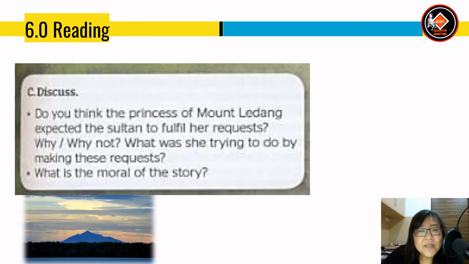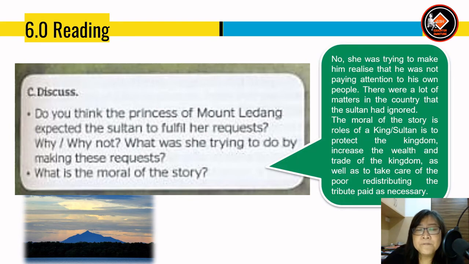Now discuss, do you think the princess of Mount Ledang expected the Sultan to fulfill her request? Maybe your answer can be no. Actually, she was trying to make him realize that he was not paying attention to his own people. There were a lot of matters in the country that the Sultan had ignored. So this can be your answer for why or why not.